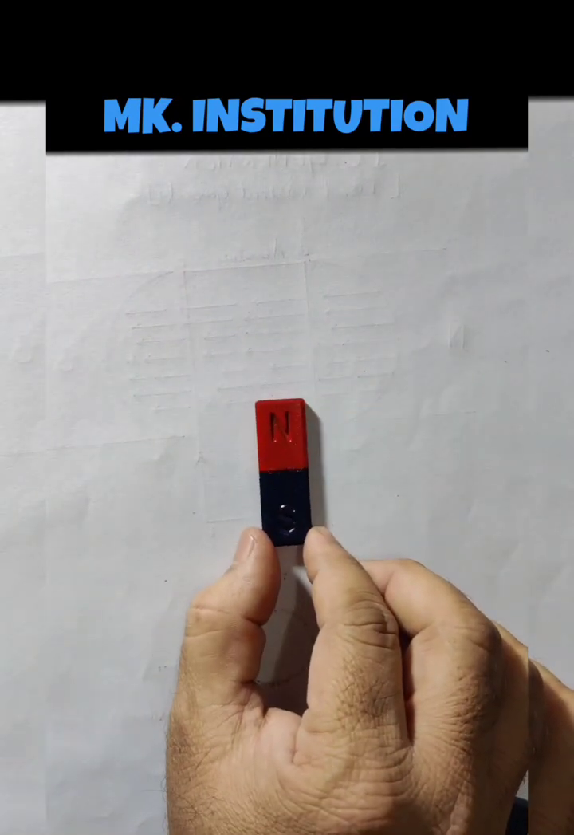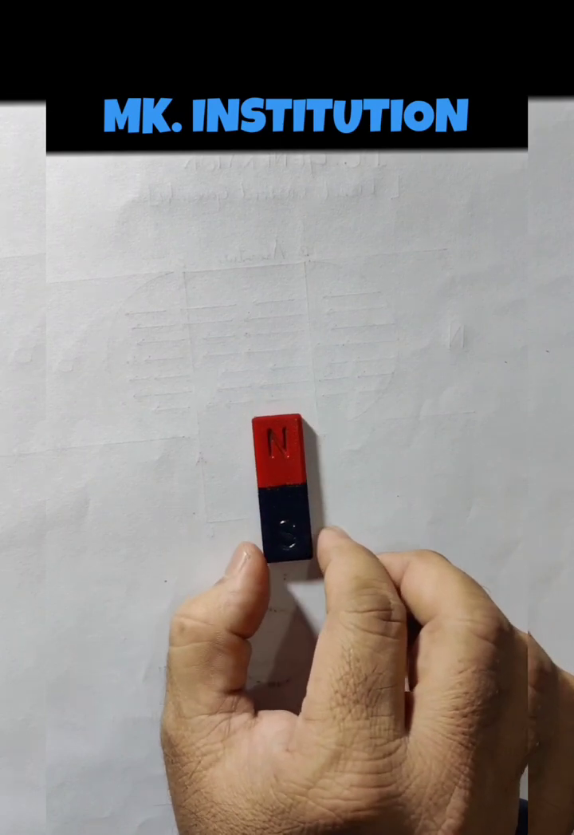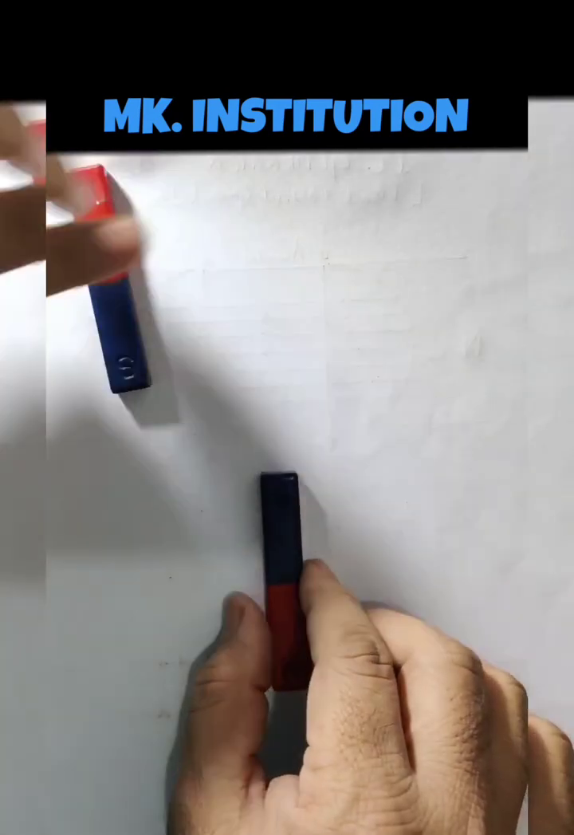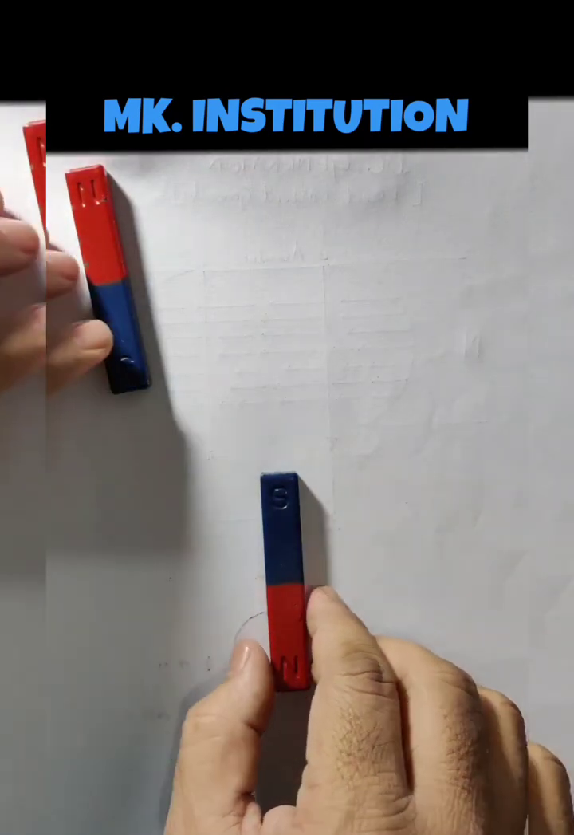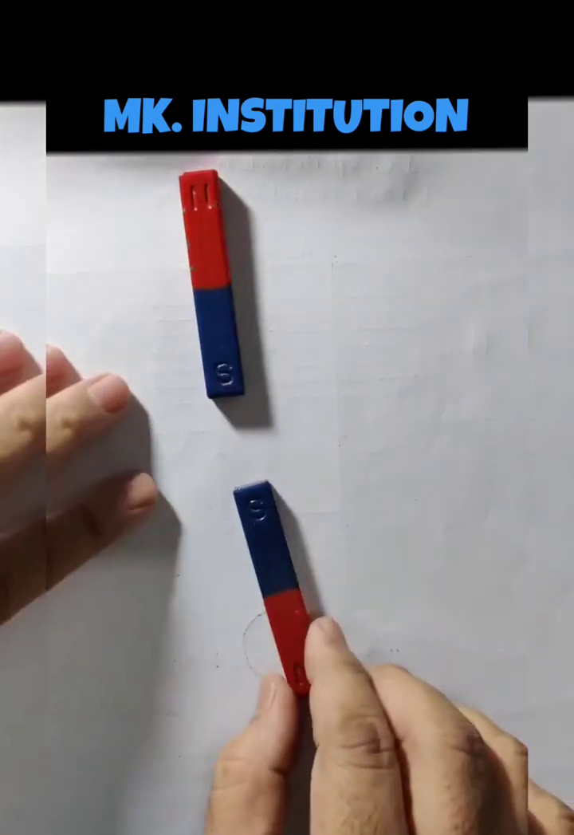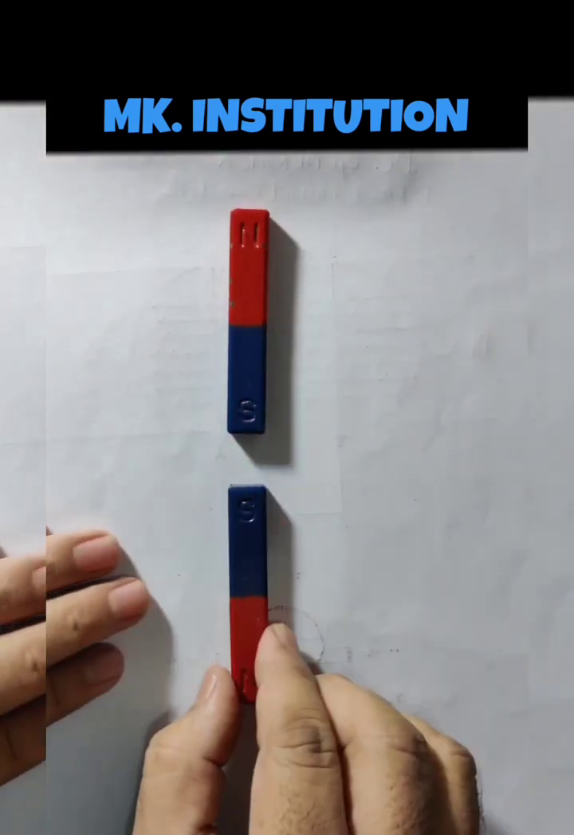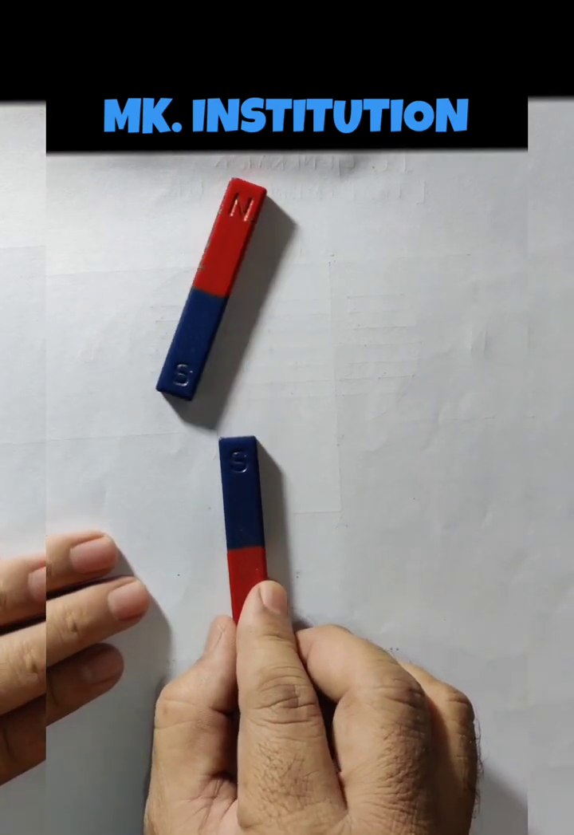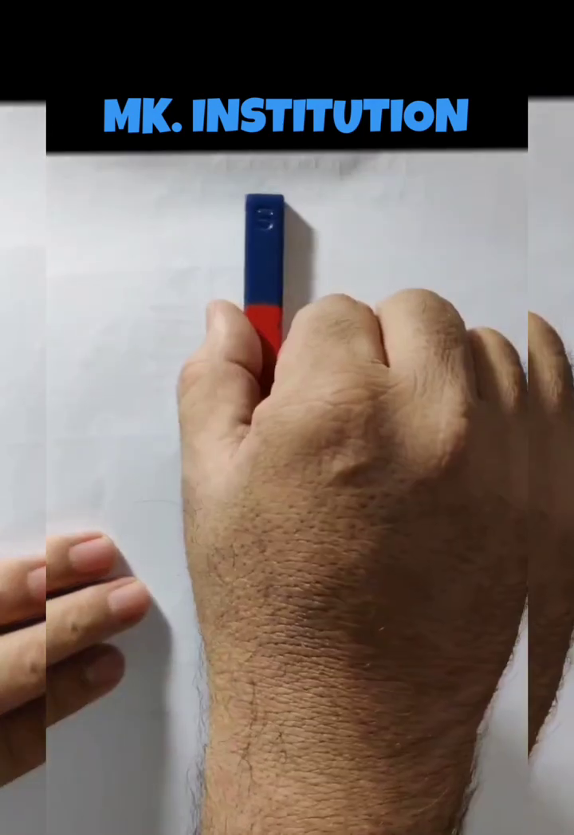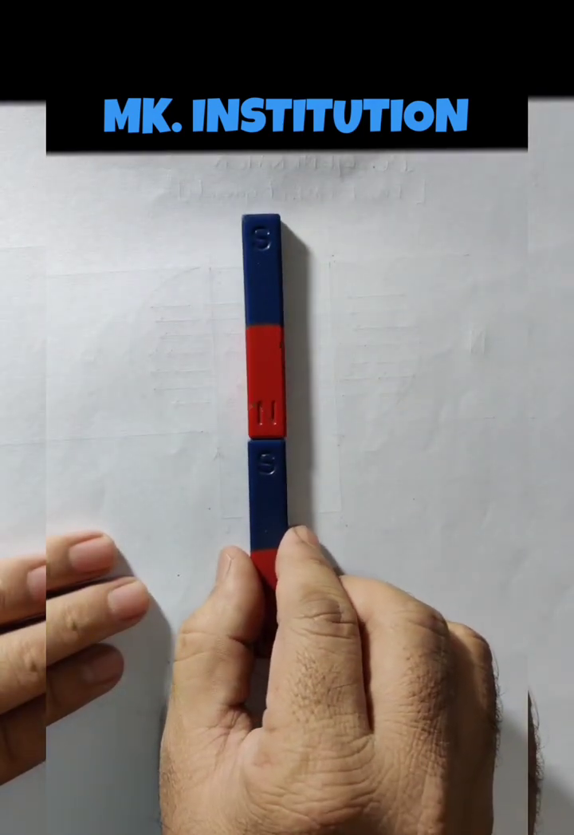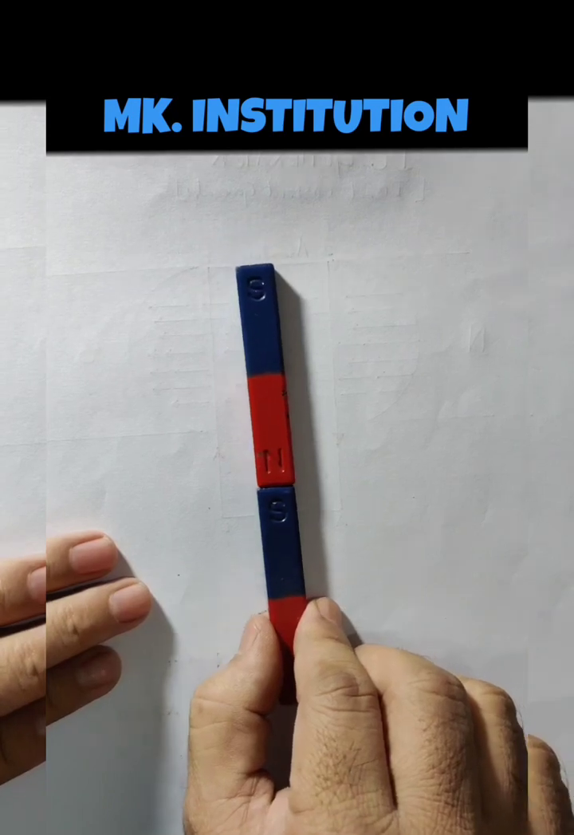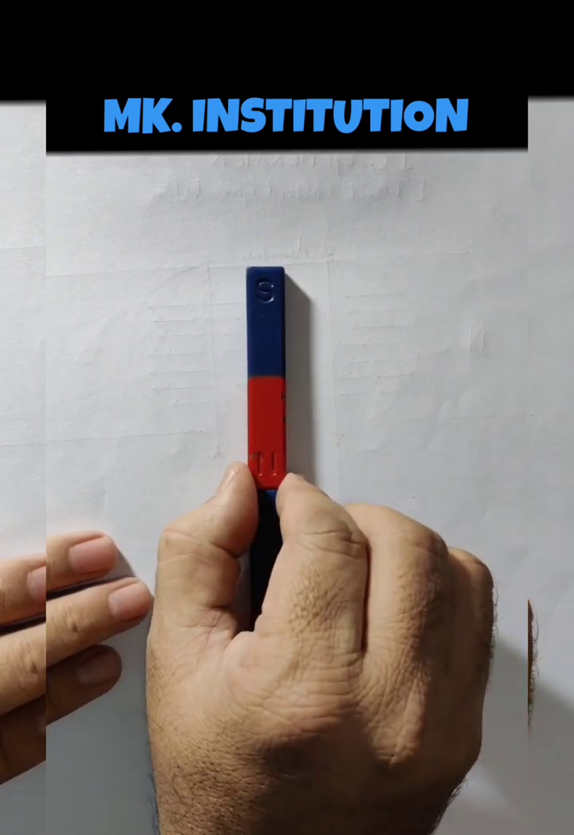North, south. What are the properties of a magnet here? Like poles repel each other. South pole and south pole repel each other. And unlike poles attract each other. Clear? This is the first property of a magnet.